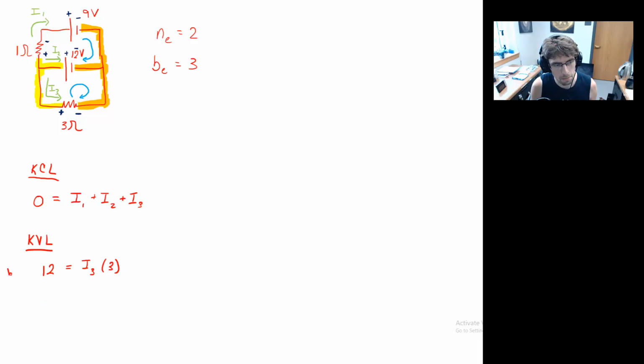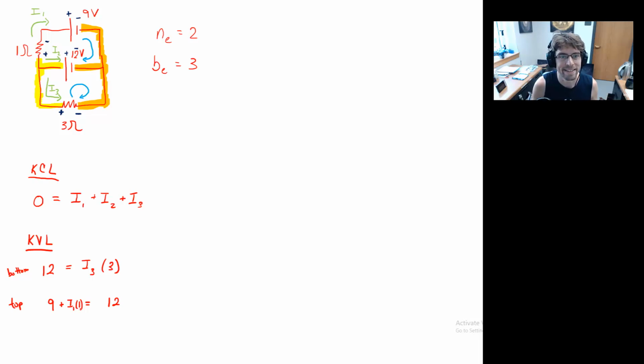And so that's the bottom mesh. It's always good to note which one you're doing. And I'll say the top mesh. So here, walking, I've got a 9-volt drop across one of those batteries. I keep walking. I've got a 12-volt jump, so that goes on the other side of the equation. Then I have a drop across that 1 ohm resistor, so I better put that on the left side of the equation. And so I have I1 times 1.